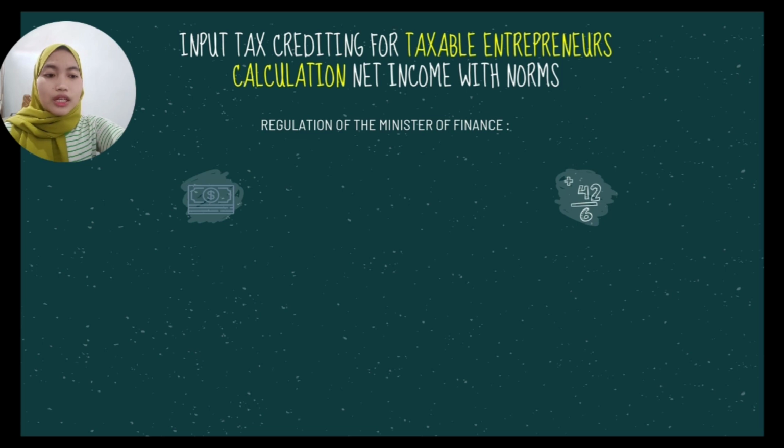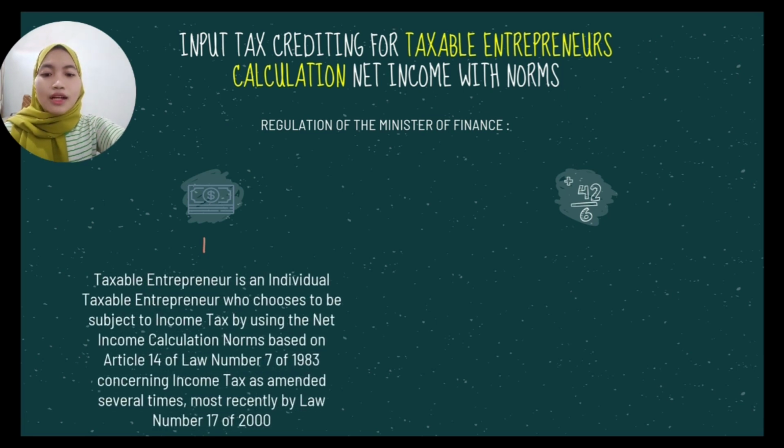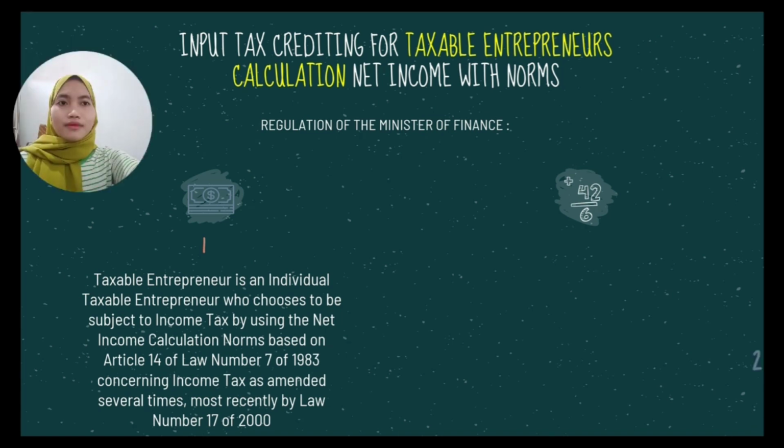In this regulation of the Minister of Finance, what is meant by? First, taxable entrepreneur is an individual taxable entrepreneur who chooses to be subject to income tax by using the net income calculation norms based on Article 14 of Law Number 7 of 1983 concerning income tax as amended several times, most recently by Law Number 17 of 2000.